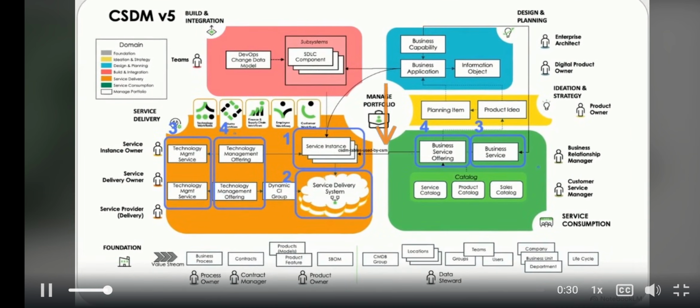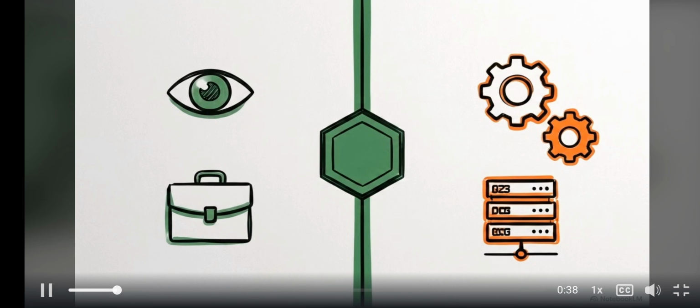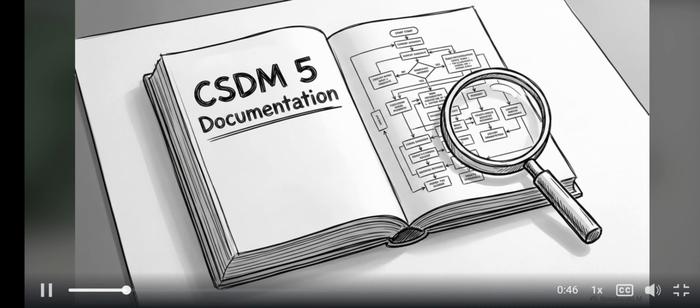Notice the hard boundary separating the green service consumption domain on the right from the orange service delivery domain on the left. Defining and defending that specific line is the foundational requirement for IT service management workflows to correctly identify and target the right operational entities. Today, we will define these configuration items strictly according to out-of-the-box CSDM5 documentation, eliminating any guesswork.